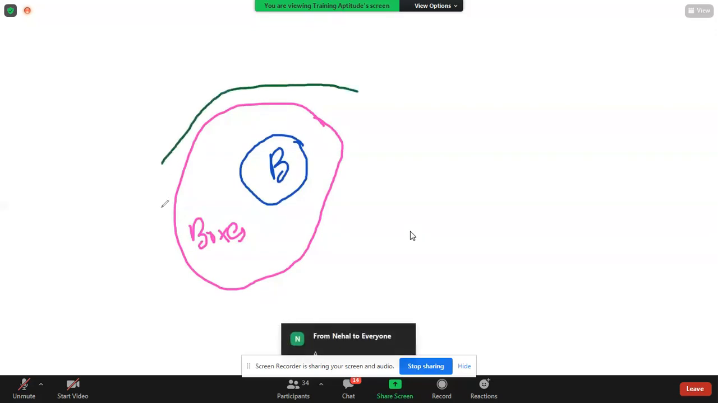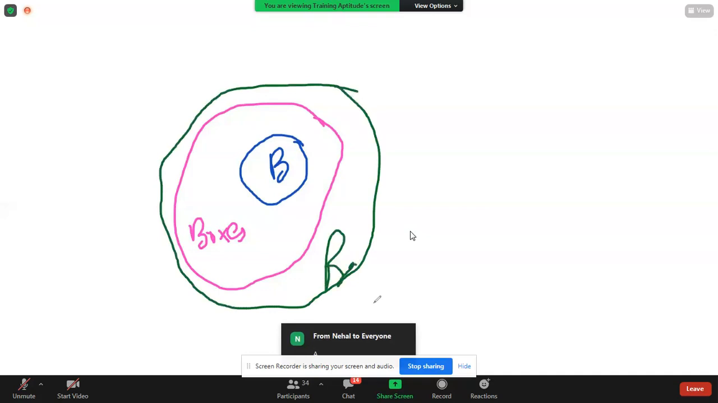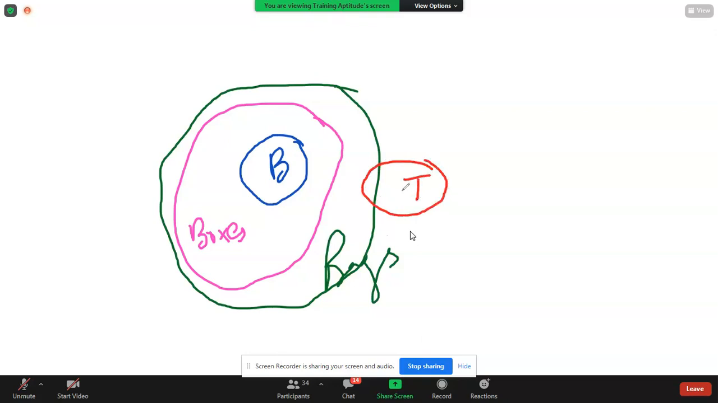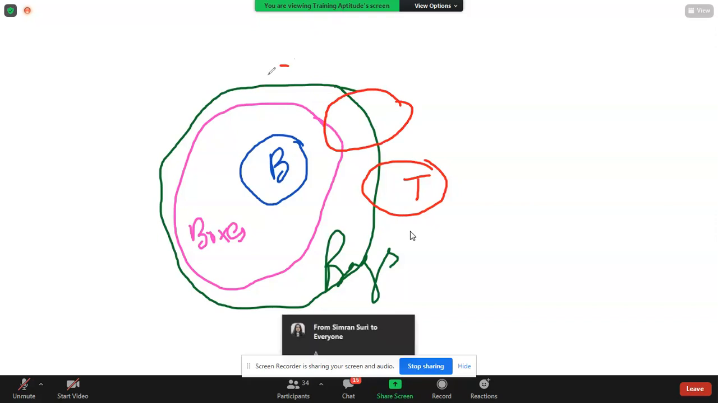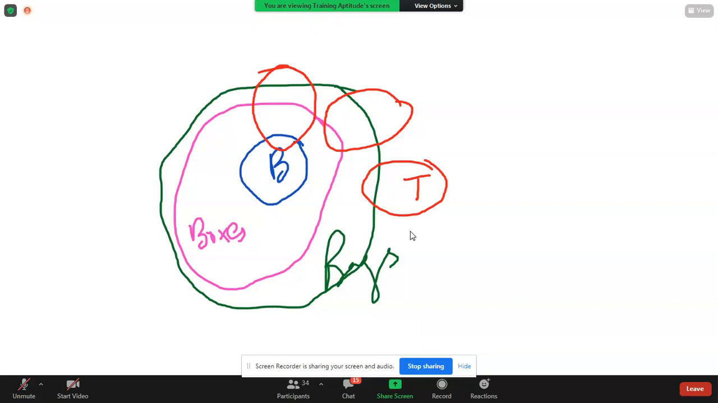Then finally it says some bags are trays. So I'm using red color. One possibility is trays are here. The other possibility, students, is that trays overlaps with this. I'm drawing it in one diagram only. And the third possibility is like this. All the three possibilities exist. But we only take the one that we are 100% sure of.